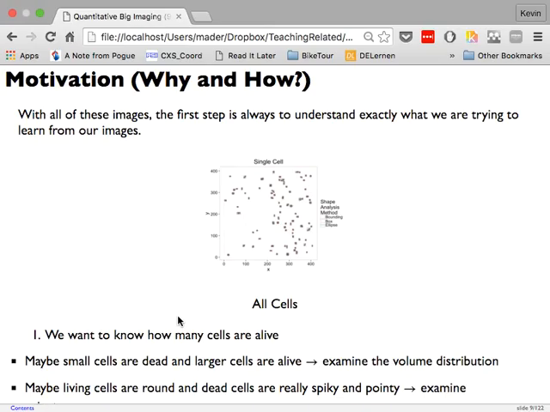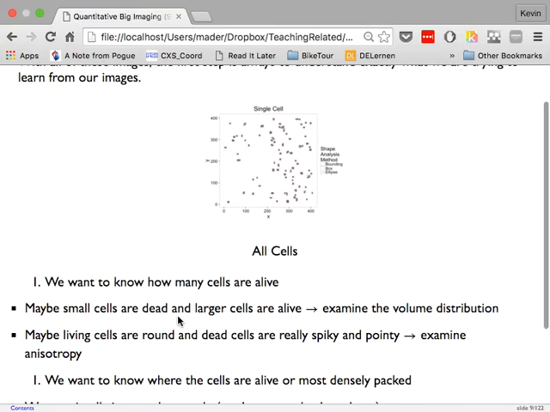It might be an interesting parameter, but if you're trying to figure out how many cells are alive, if small cells are dead and large cells are alive, then you'd want to look at the volume distribution, and you could simply label it. But if the cells are not so simple, so if it's not just small and large, maybe the living cells are round and the dead cells are spiky and pointy, which is many times the case.